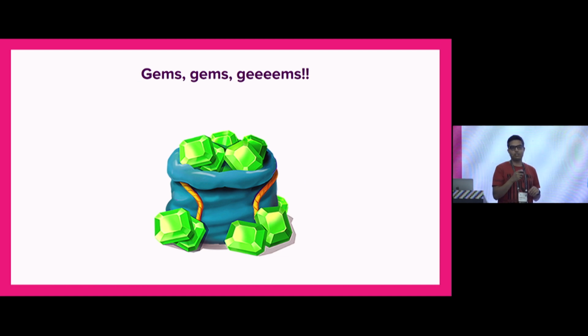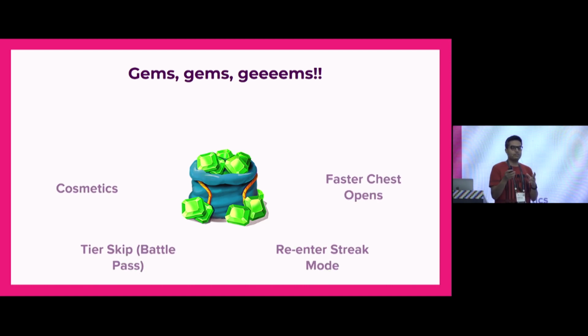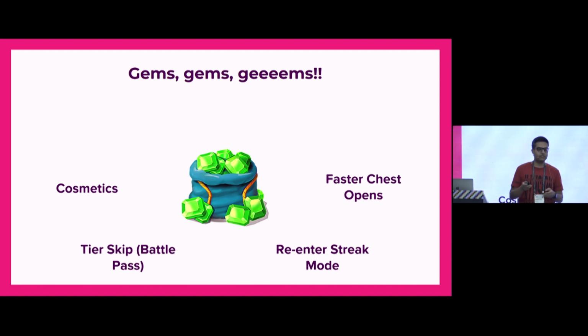All right, so I want to dig a little deeper into gems to give you more figure-oriented slides. Gems overall you can use to buy a few cosmetics in the game, like some cool dice skins or token skins. You can open chests faster, like a 12-hour chest. You can pay a few gems and just open it quickly. Tier skip in the battle pass, so if you want to go quickly through the battle pass, you pay some gems and go through. And re-entering streak mode, which is only in our Parcheesi Star game, a special mode where you need to win 5 games in a row to get the final reward. If you lose in between, you can pay gems and re-enter the tournament at that stage. And then of course there's undo.